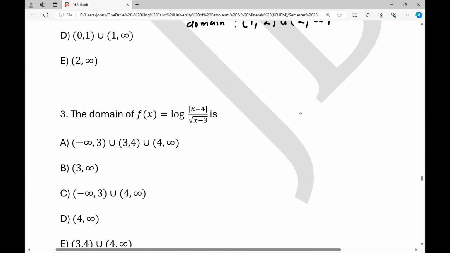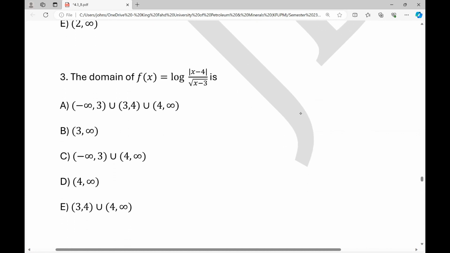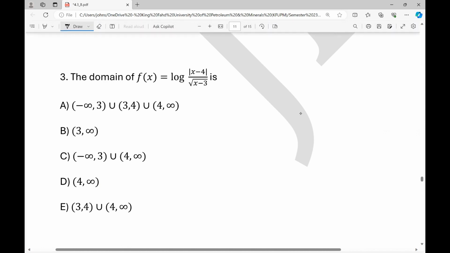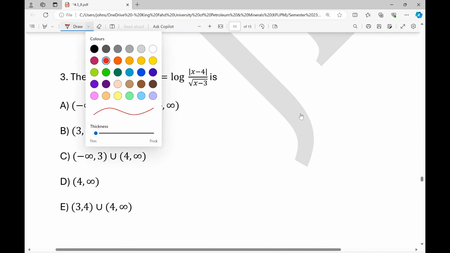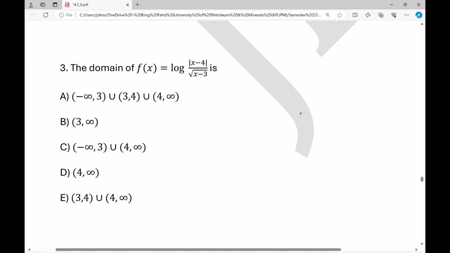Okay, so let's look at number 3. For number 3, we want to find the domain of f of x equals to log of the absolute value of x minus 4 over root of x minus 3. Now, what can we do in this case? We know this is a logarithm, so this cannot be 0.